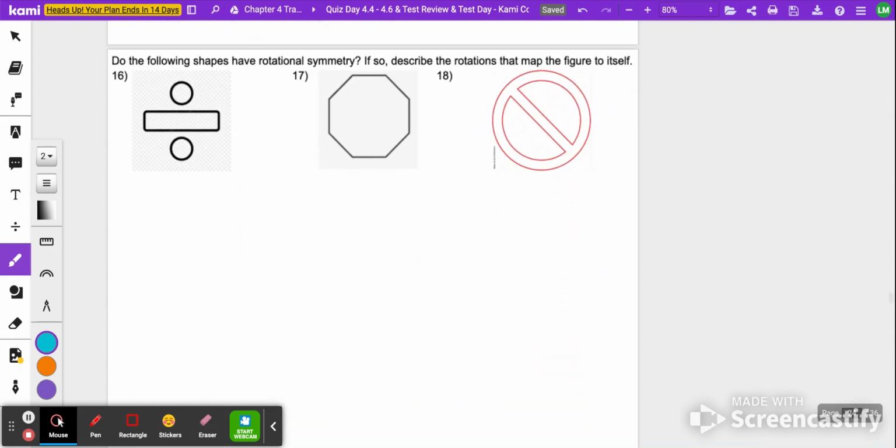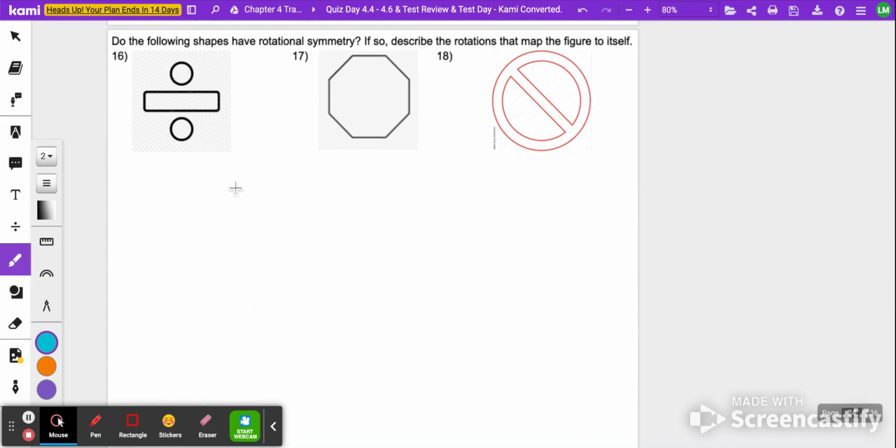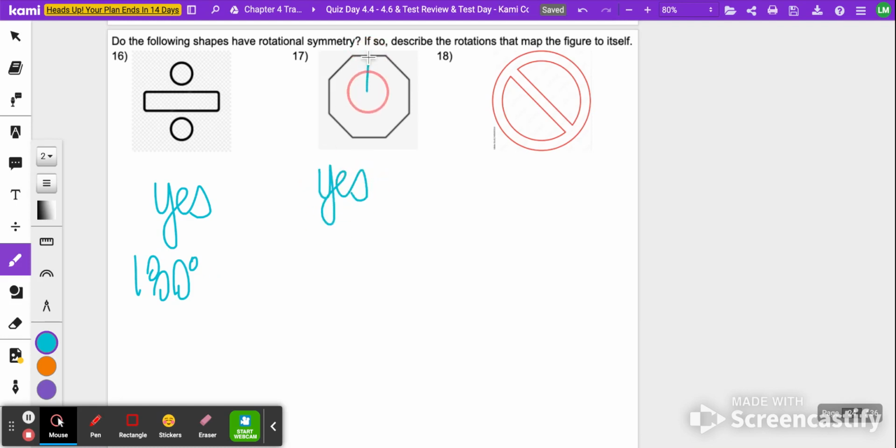Do the following shapes have rotational symmetry? If so, describe the rotations, and if not, obviously you say no. For number 16, it's a yes. You can rotate it 180 degrees. Number 17 is also a yes. You can rotate 90 degrees, but you can also rotate every 45 degrees. So we can say 45 degrees, 90 degrees, 135 degrees, and 180 degrees.